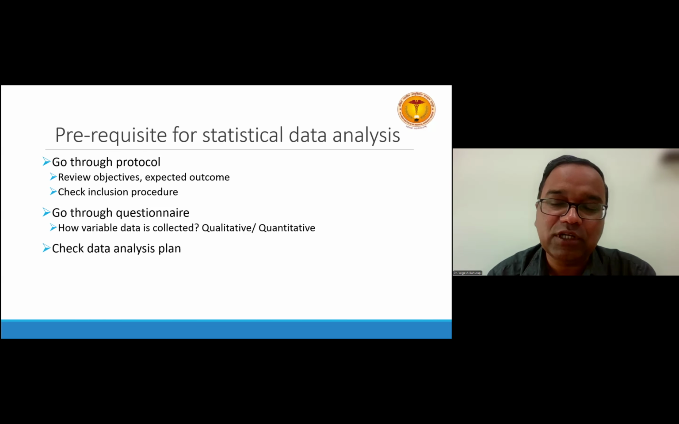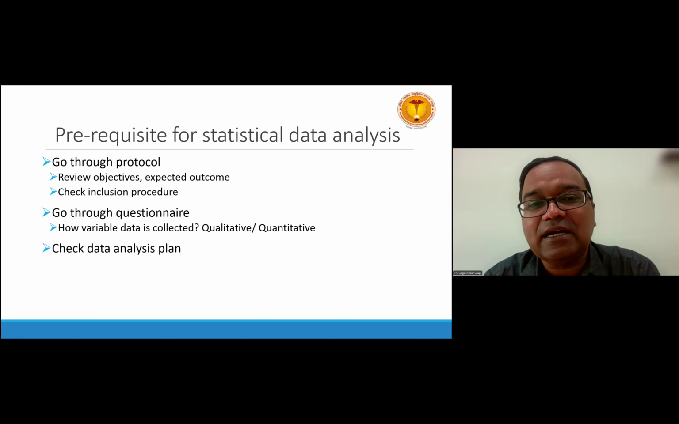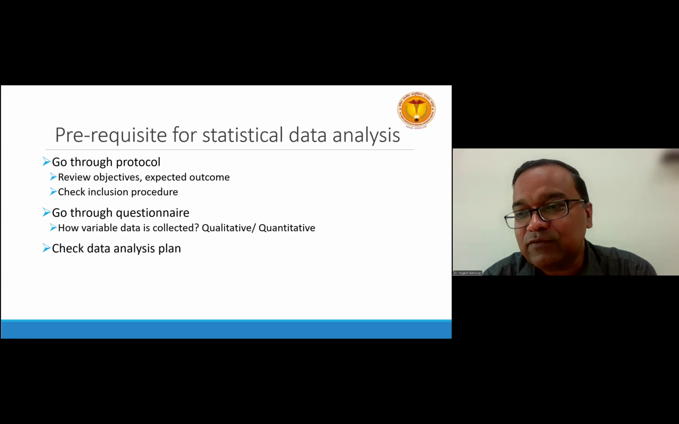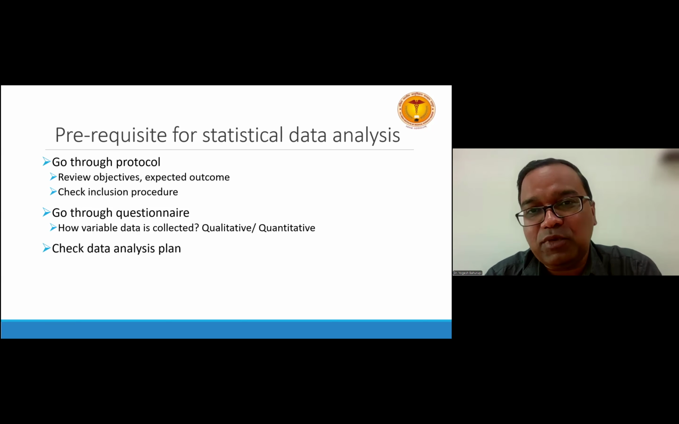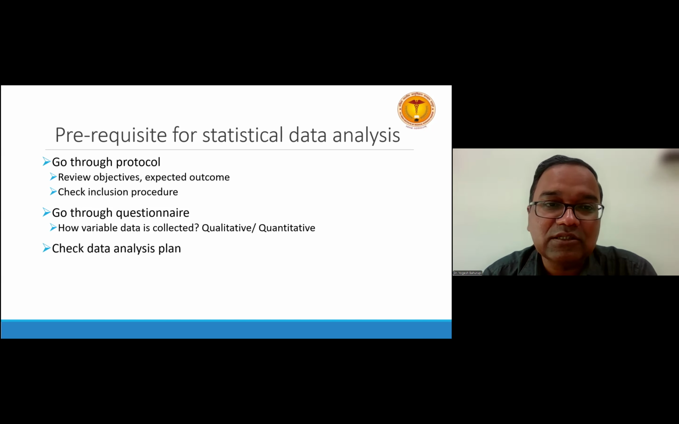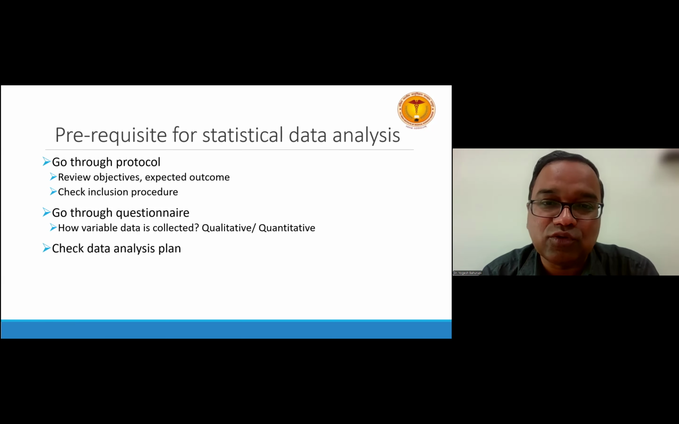So when we actually get into our journey of analysis, we need to first know how we are going to analyze data, and what the prerequisites are for a data analysis. First and foremost, a lot of the time people directly jump to the master chart and analyze the data, but I would definitely suggest you first have a look at the protocol. Go through the protocol, check the objectives and the expected outcome. The objectives are very important because they are going to give you guidance.